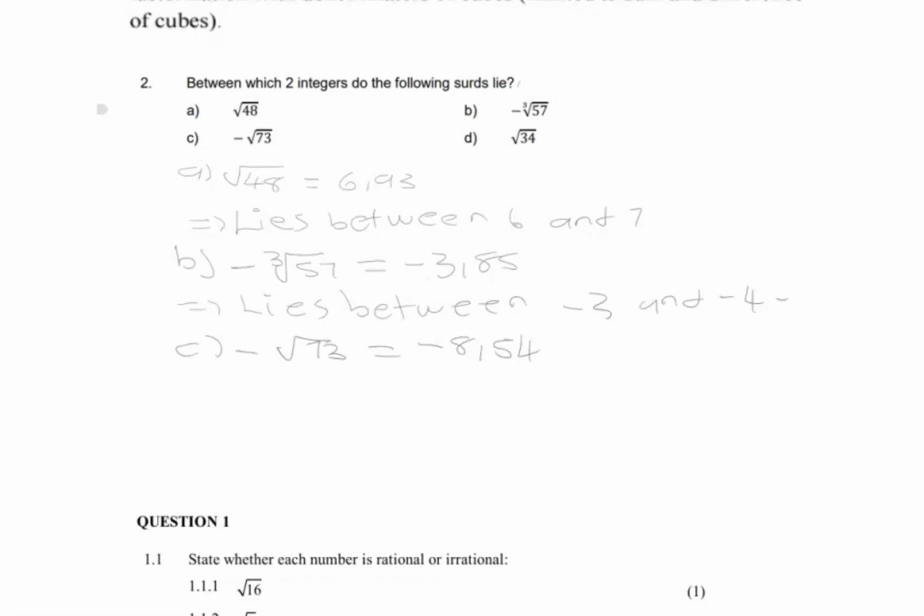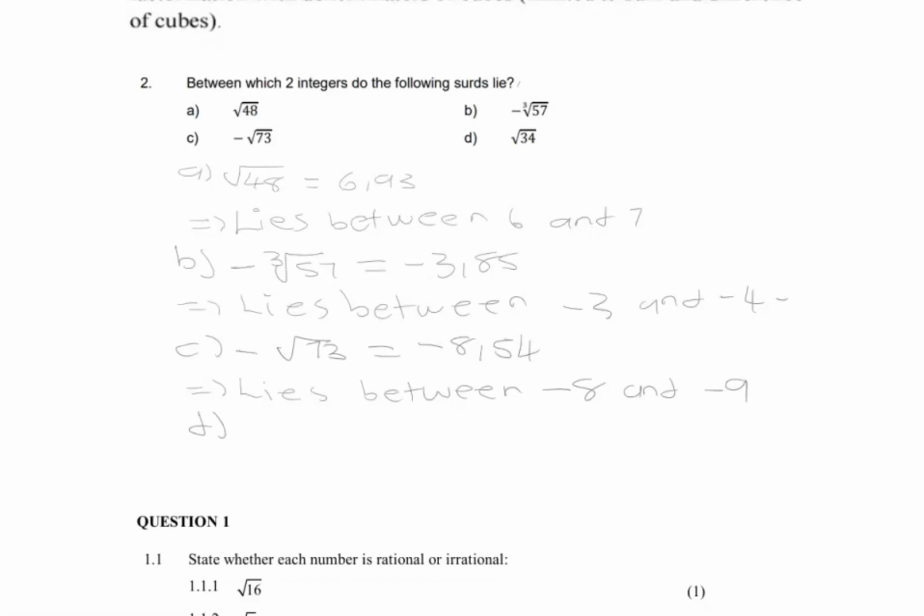We are looking for two integers between which our given set lies. So to know those two integers, we first have to write the set in decimal form. After writing the set in decimal form, we are going to be able to determine those two consecutive integers. They have to be consecutive. Okay, so we have this set lying between negative 8 and negative 9.